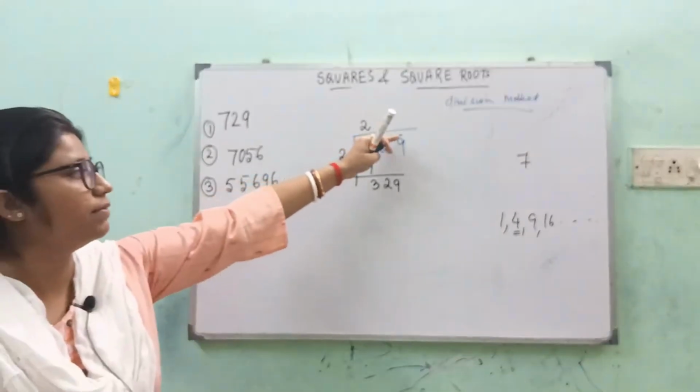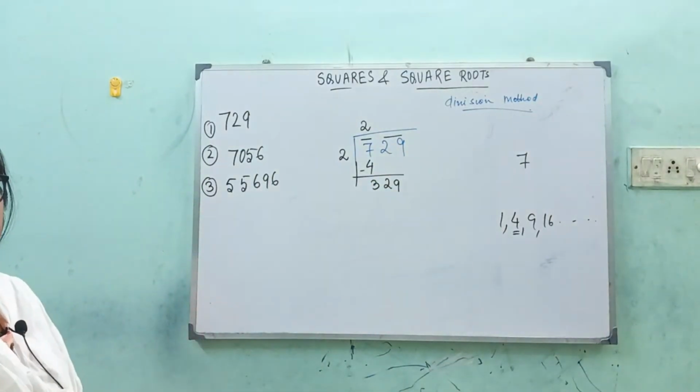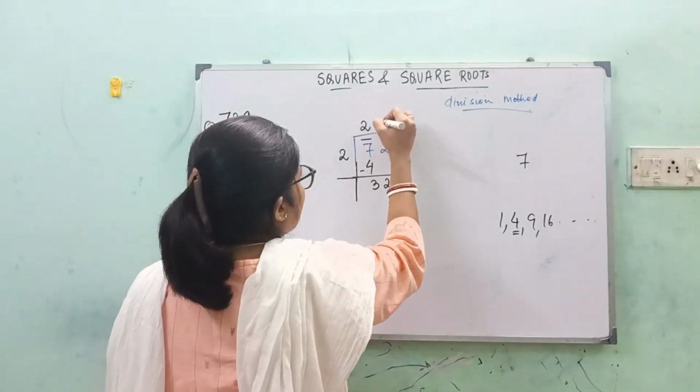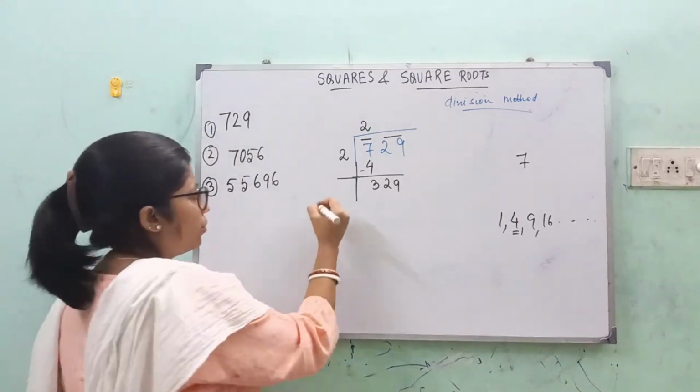Bring down the remaining dividend over here. So this is the new dividend, 329. Alright. Now what is the quotient here? 2. Now double that. Double of 2 is 4.